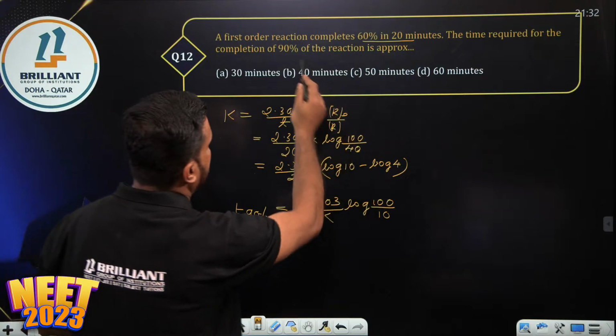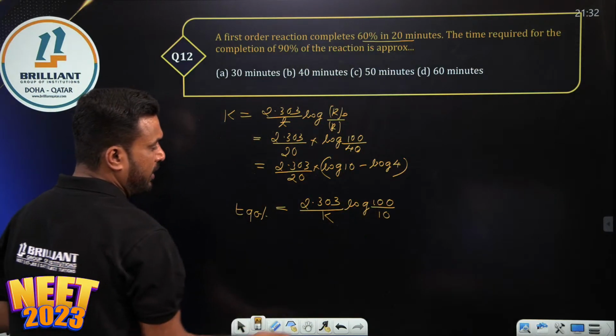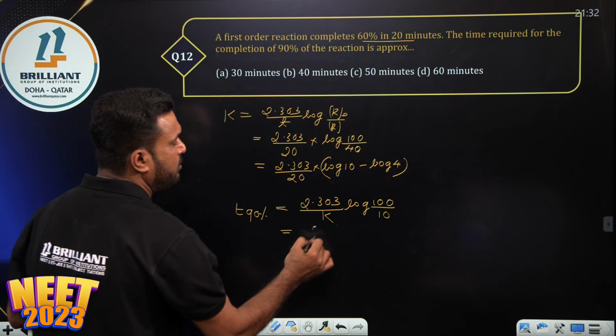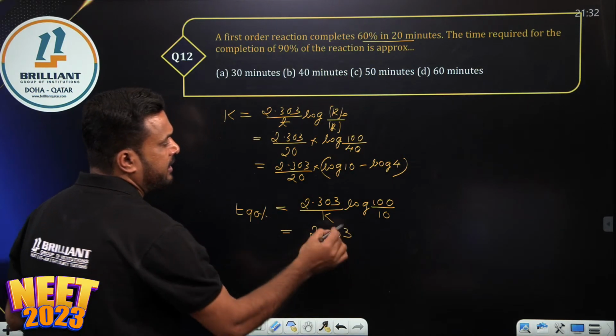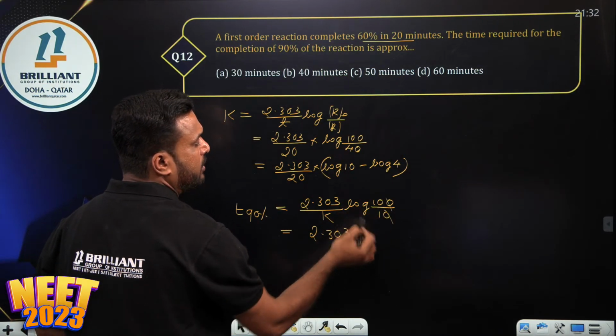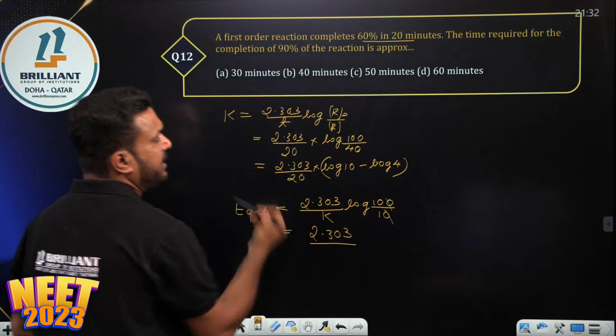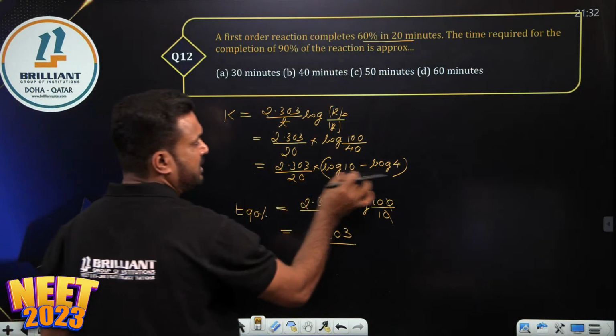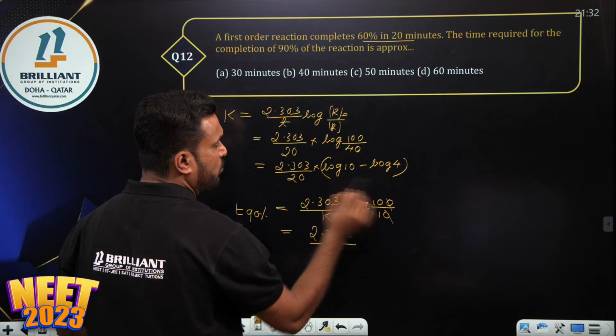Okay, so 100 divided by 10, 90%. So it will be log 10, 1. So we need to substitute the K value. So 2.03 divided by, here this will be log 10, 1. So 2.03, the K value you can substitute. So here if you want you can substitute the value, log 10 is 1.